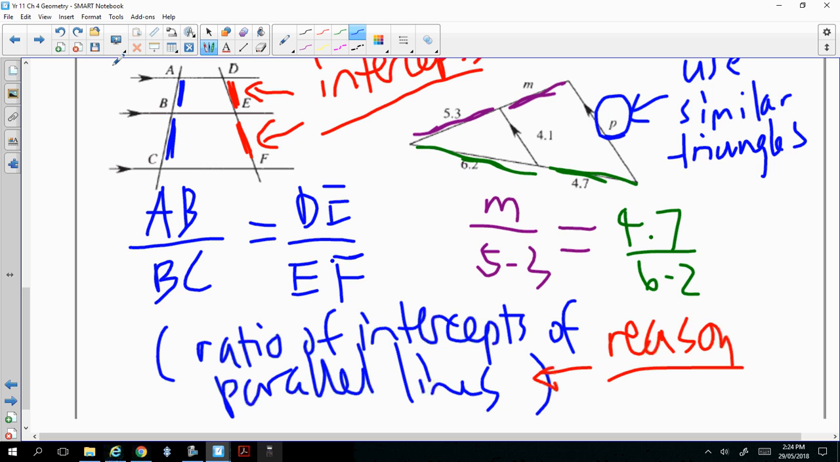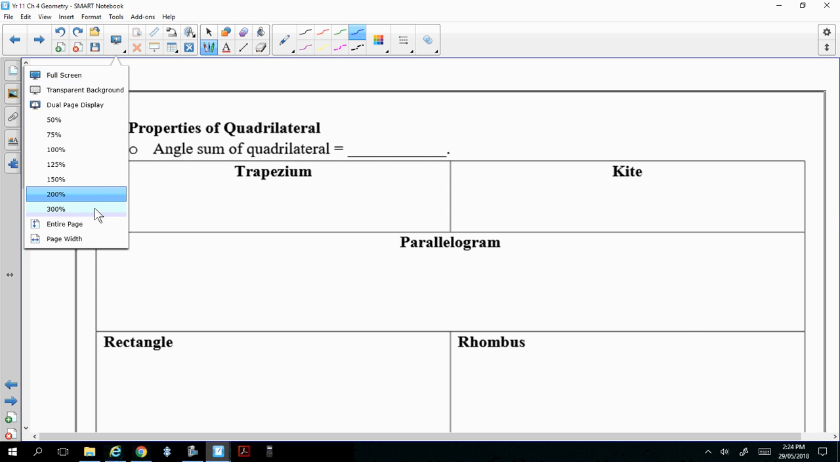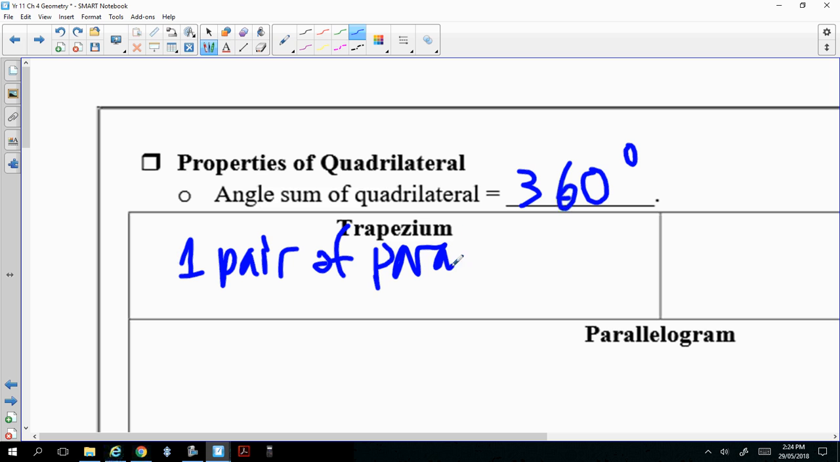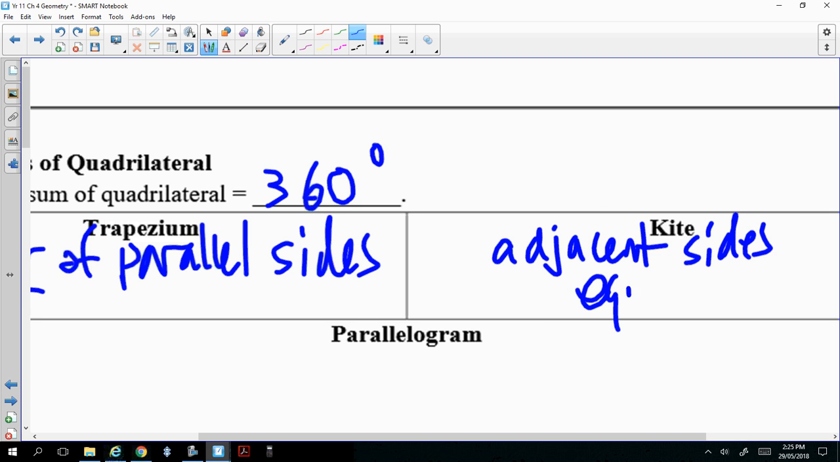Okay, property of quadrilateral. As you can see, this topic is mostly about triangles, and the last page is the quadrilateral. All right, angle sum of quadrilateral. What's the angle sum? 360. What's a trapezium? One pair of parallel sides. Just one pair. Okay. What's a kite? Adjacent sides equal. Yep, so adjacent, like this. These two are adjacent, they're equal. They're next to each other. And then the other two are also equal. So that's a kite.